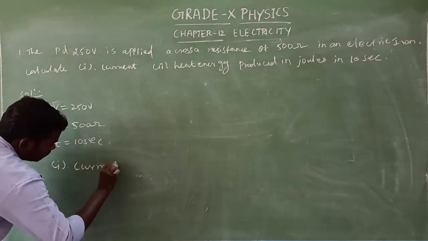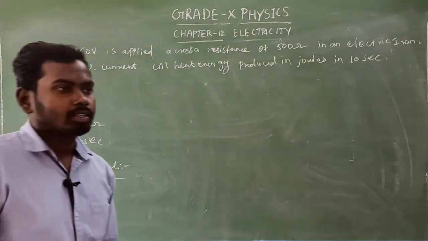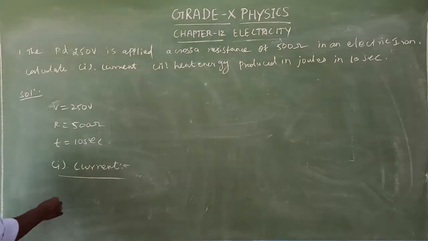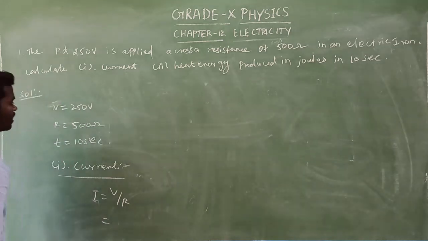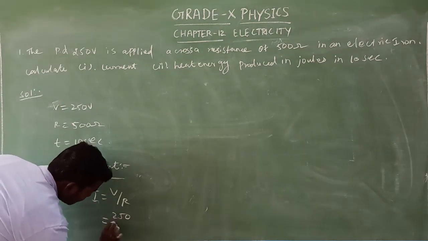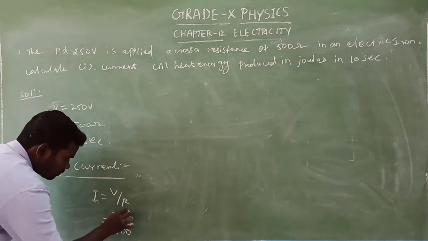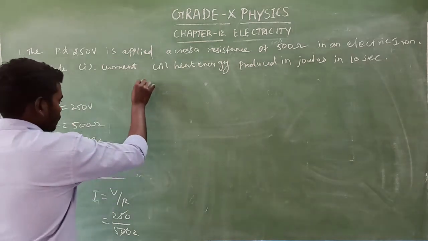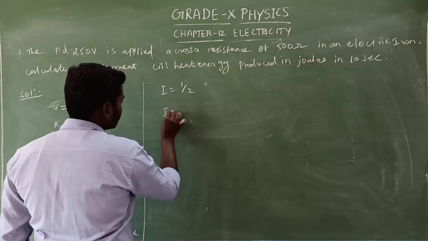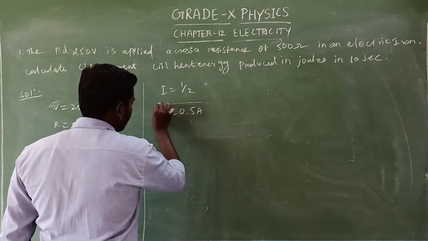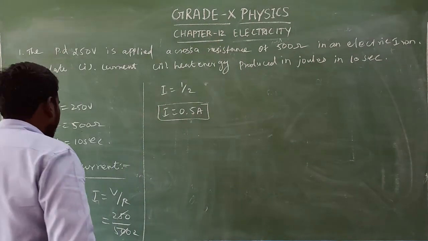What is the formula to find the current? According to Ohm's law, V equal to IR. So I is equal to V by R. What is the V value? 250. 250 divided by R value 500. So what will be the value? This is equal to 1 by 2. So I is equal to 1 by 2, which means I is equal to 0.5 ampere. 0.5 ampere current is flowing through it.